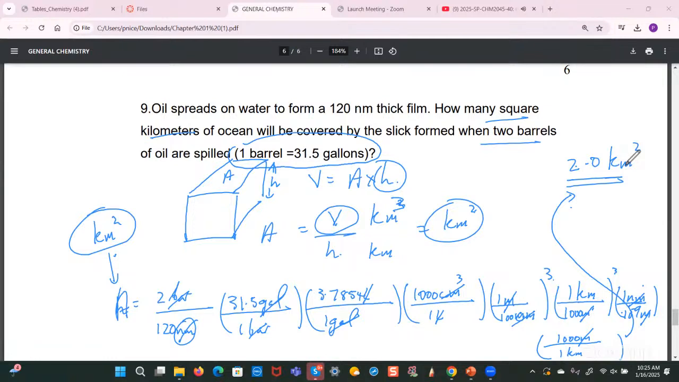Right, yes, sir. What are the last two steps of the conversion? Okay, the last two steps here are 1 nanometer divided by 10 to the minus 9 meters, because nano means 10 to the minus 9. And then for this one, it's 1,000 meters divided by 1 kilometer. That's how that works out. Any other questions about this one?